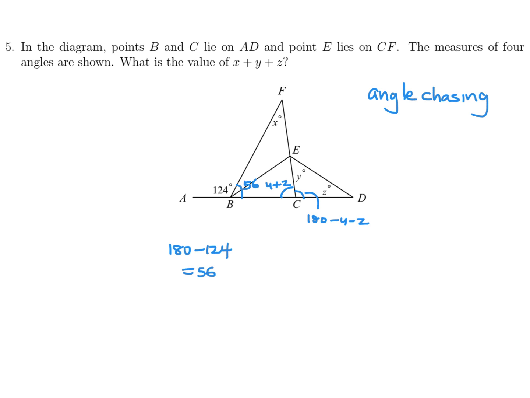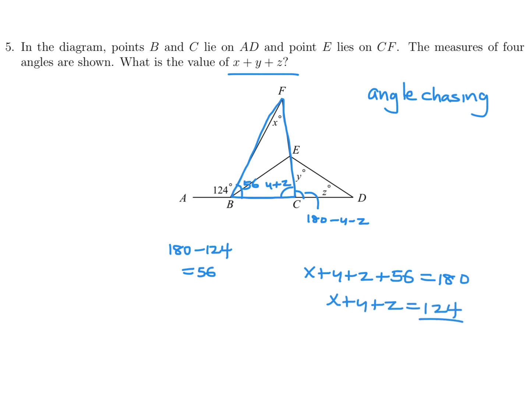And what are we trying to figure out? Oh, x plus y plus z. Okay, so I guess I'll just use this triangle now. All the angles in that triangle have to add up to 180. So x plus y plus z plus 56 have to add up to 180. And therefore x plus y plus z is 124. Okay, pretty interesting.